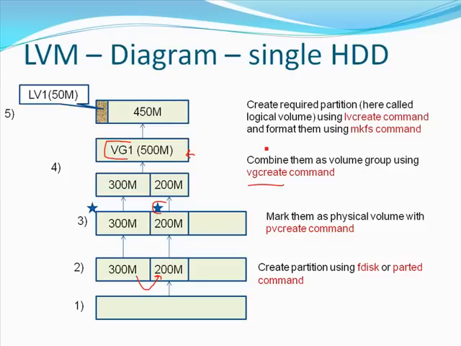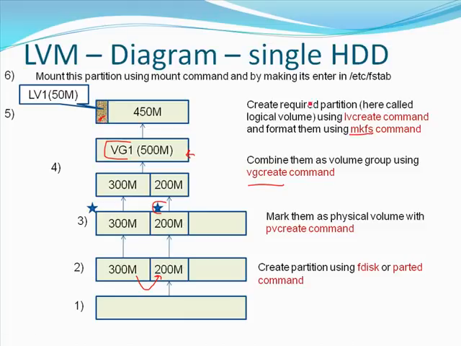After that, I will create a logical volume of size 50 MB with the name LV1 on this volume group, that is VG1, and will format this partition using the mkfs command. After formatting, I can use the mount command, or I can make the entry in /etc/fstab as per my liking.